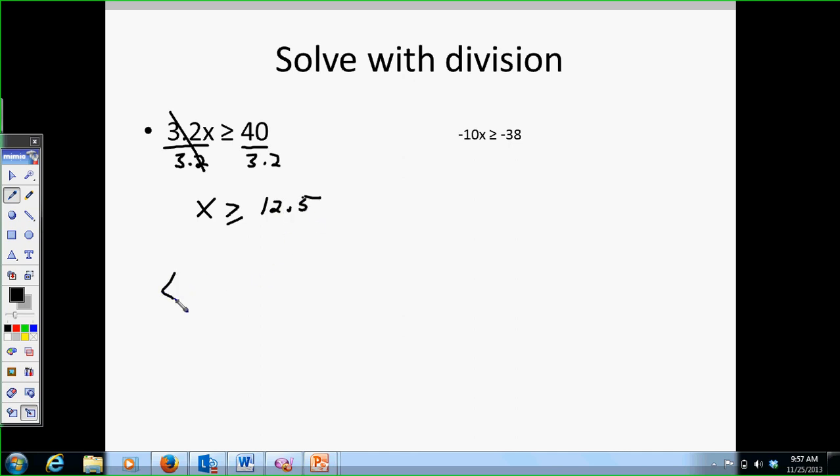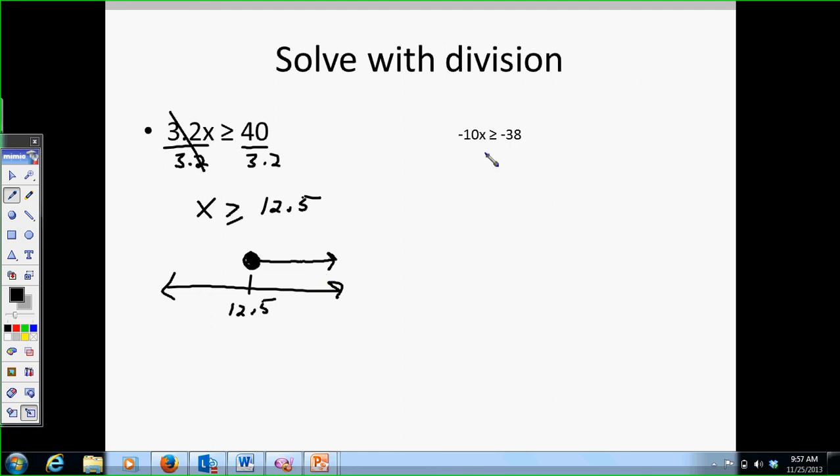To graph this, talking about the number 12.5, it's a closed circle because of the or equal to. X is greater than goes to the right. X can be any number greater than or equal to 12.5.